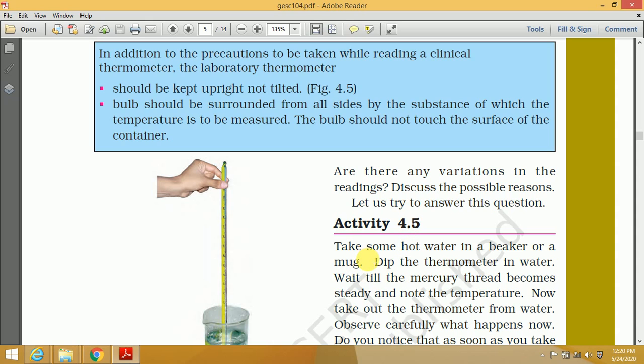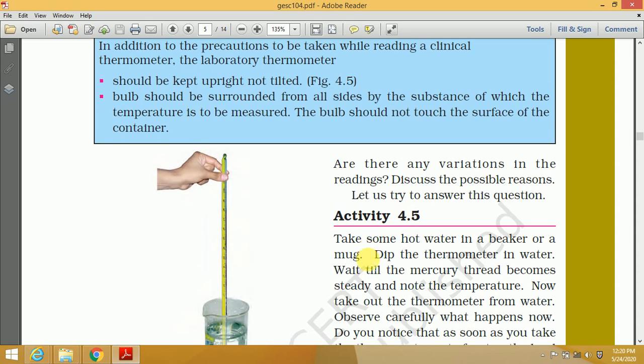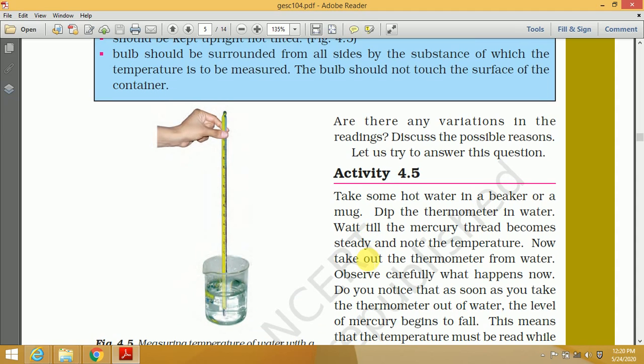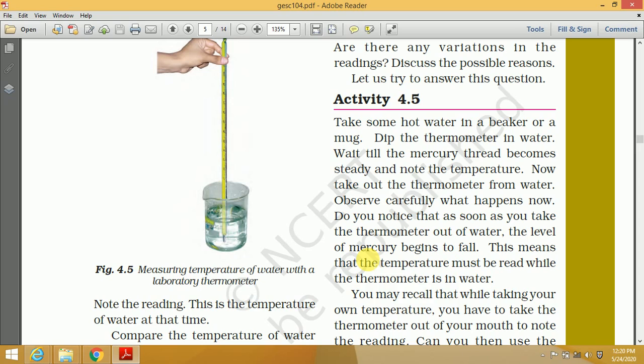Take some hot water in the beaker or mug, dip the thermometer in the water, wait till the mercury thread becomes steady, and note the temperature. Now take out the thermometer from water. Observe carefully what happens now. Do you notice that as soon as you are taking the thermometer out of water, the level of mercury begins to fall? This means that the temperature must be read while the thermometer is in water.